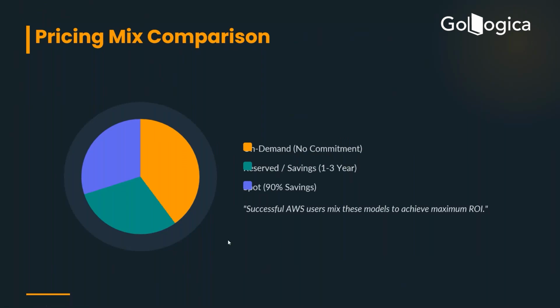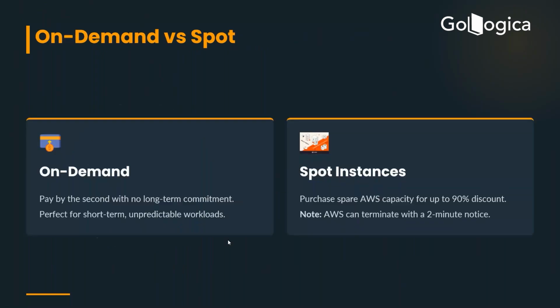Now let us quickly compare this. On demand: pay by the second, with no long-term commitments. So it is perfect for short-term, unpredictable workloads. This is very important. Whenever you have unpredictable workloads, that means you don't know how much compute resource you need and for how long you need it. That is unpredictable.